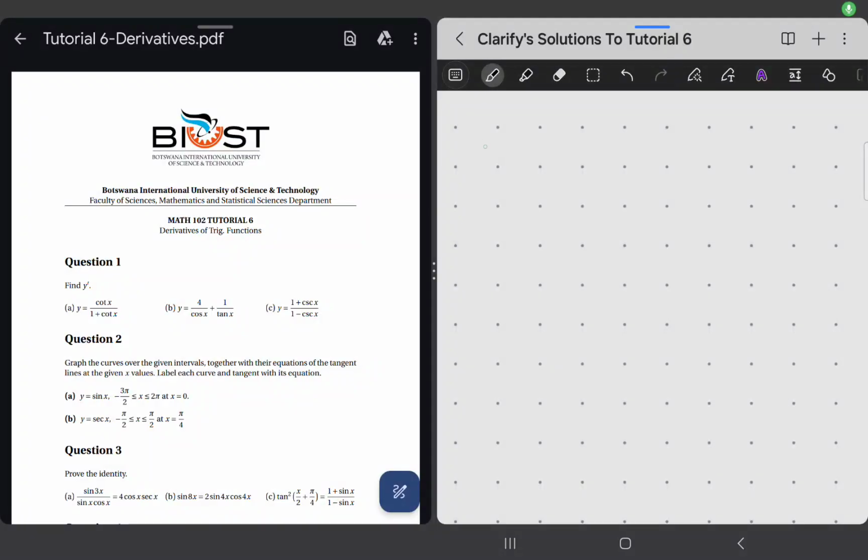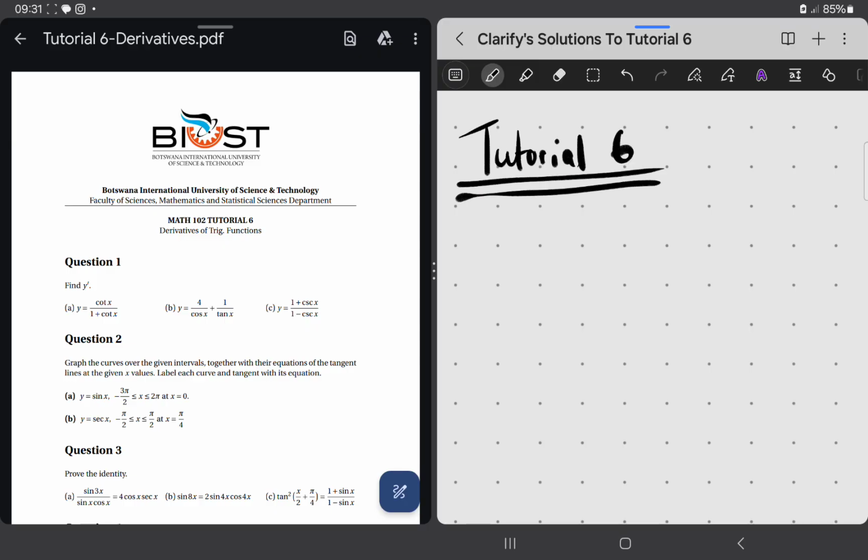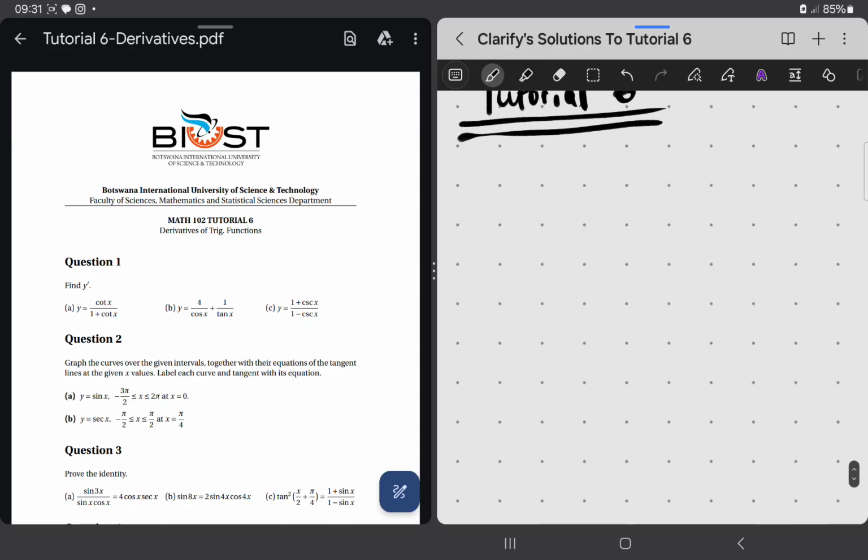Go through tutorial 6 and let's have some fun. Differentiation is so easy, okay? This is amazing and let's enjoy. Now, what do we have as our number one? They're saying find y prime.